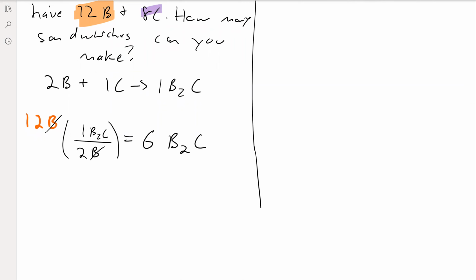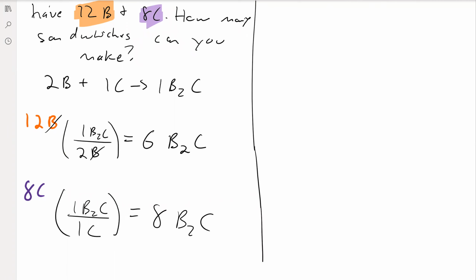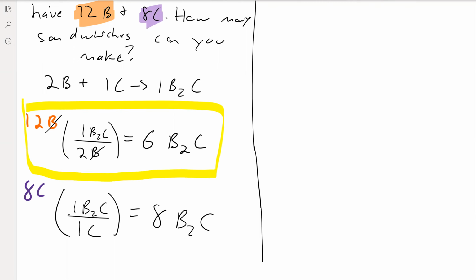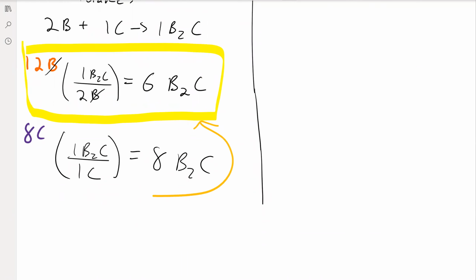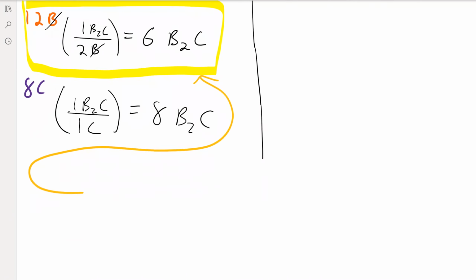And then we do the same thing for the slices of cheese. We have the 8 slices of cheese. And then for every 1 slice of cheese, you can make 1 sandwich. So we come up with 8 sandwiches. So if we think about it, how many sandwiches could we make? Could we make 6 sandwiches or could we make 8 sandwiches? Well, it's always the lower value, right? Once you make 6 sandwiches, you are going to run out of your limiting reagent, the bread, and you're not going to have enough bread to make any more sandwiches, right? So whichever one is the lower value is the limiting reagent.